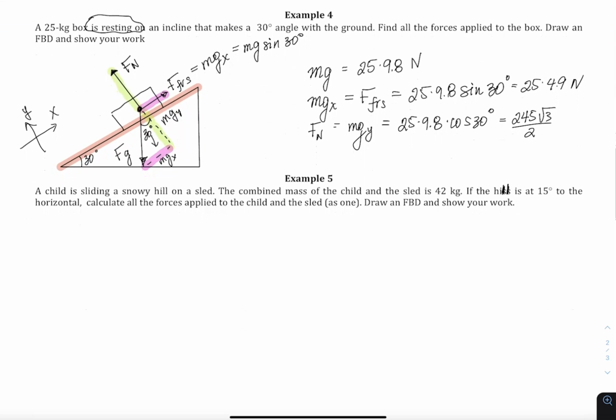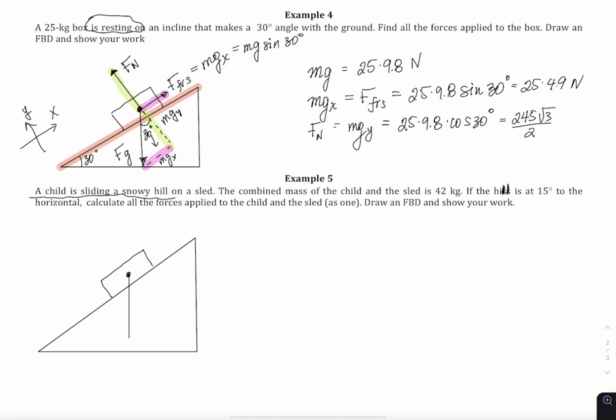Example 5, similar, only here we have a child sliding, and my oversight, I didn't say it's at a constant velocity. But since this is a worksheet for just Newton's first law, go ahead and assume, even though assuming is not very good, but nevertheless, you have my full permission to assume that this sliding speed is constant downhill.